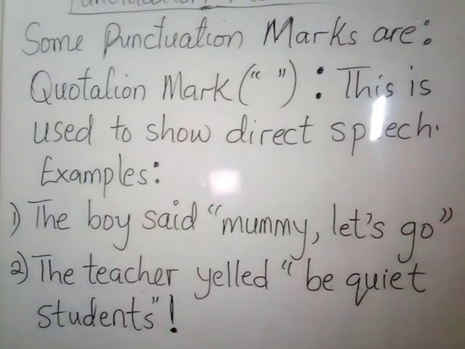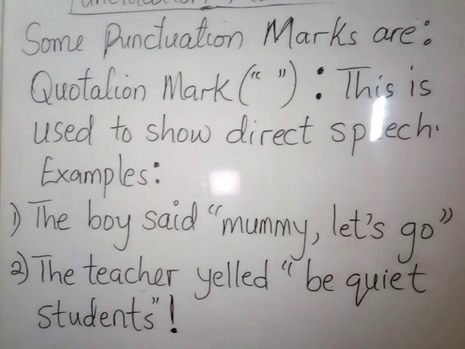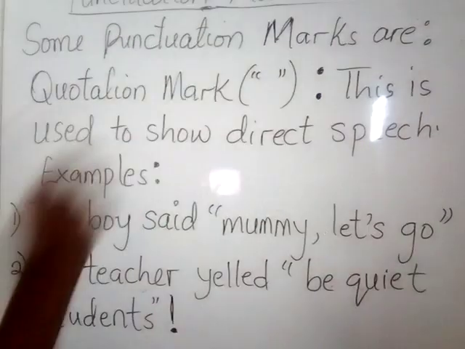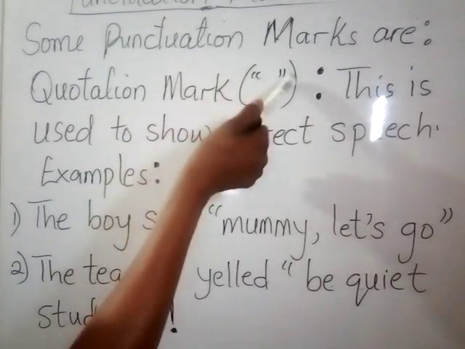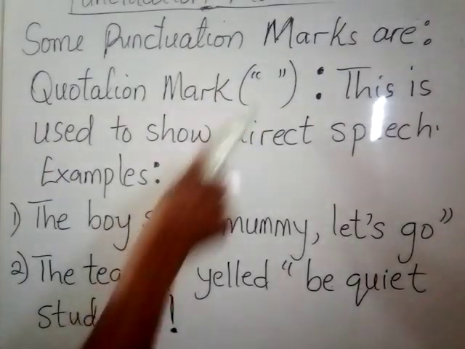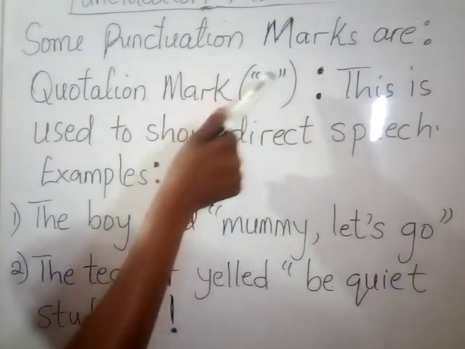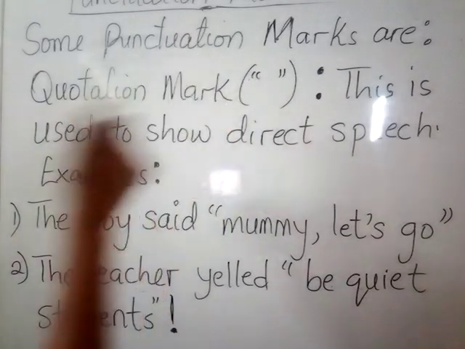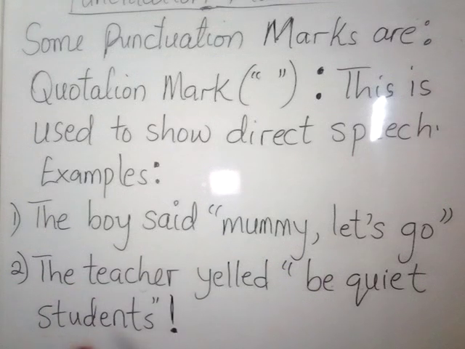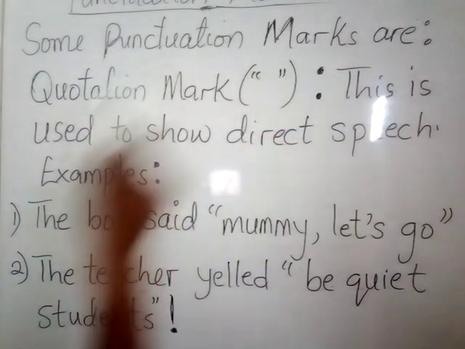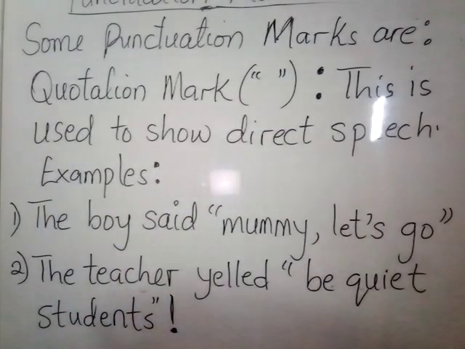So the last example we're considering in our punctuation marks today is quotation mark. Quotation mark, and this is represented this way. So you can see the marks inside the bracket here. This one is used at the beginning of the speech and this is used at the end. Okay, they always come in pairs. Now this is used to show direct speech.